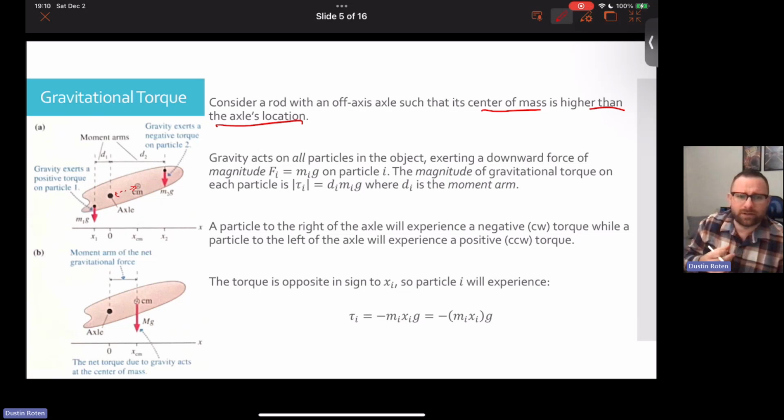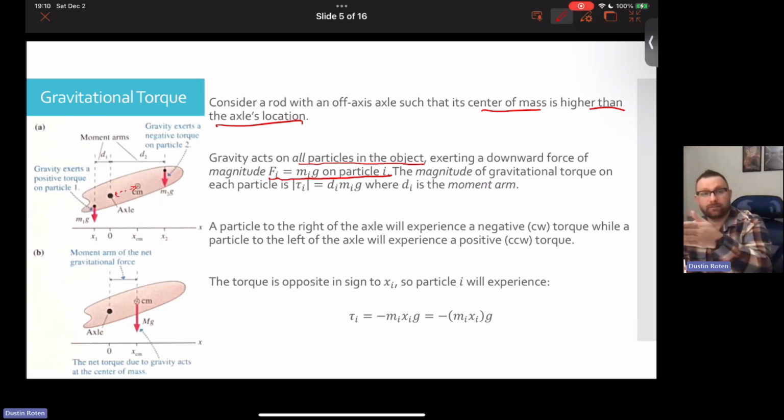So just like with moment of inertia, gravity acts on all particles in the object, okay? And it's going to exert a downward force on all of these individual particles. So if we take this big weird object, break it up into small pieces, each piece, so essentially particle i, each piece is going to be acted on by gravity. So F_i = m_i g.